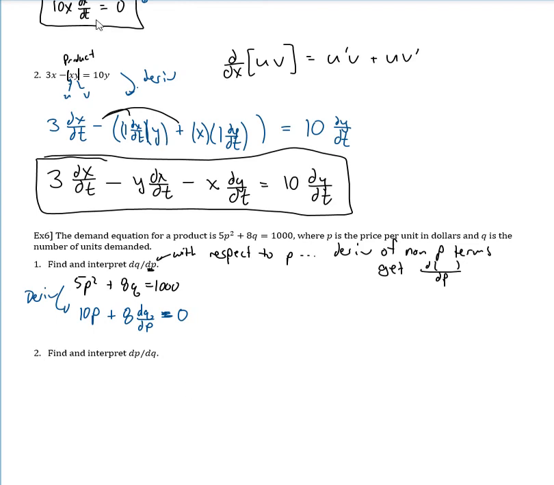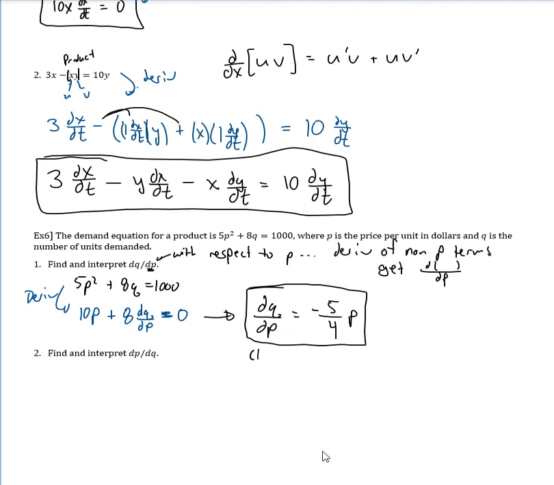I'm going to do it in one big step. So dq dp is equal to, so we'd subtract the 10p over, and then we would divide by 8. It would eventually give us negative 5p over 4. So I'm skipping some steps because I wanted to get to this. And so interpret this. So this is the change in q with respect to p. So this is the change in the quantity with respect to price.